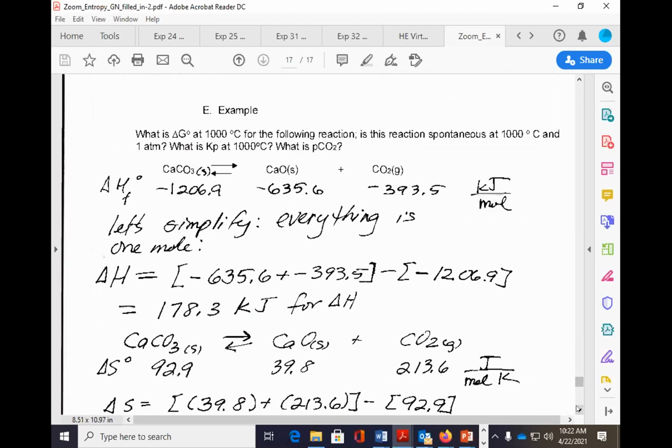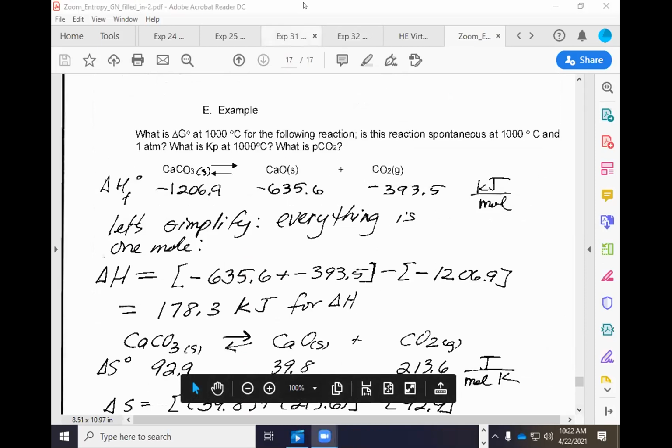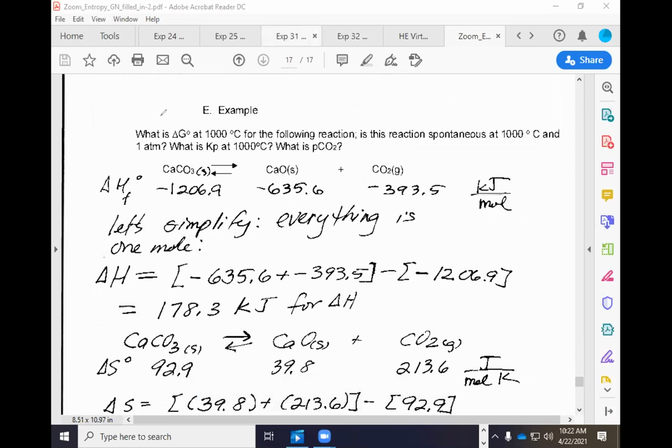Okay, so here's the problem. We're asked for the delta G at standard state, but we actually have 1,000 degrees Celsius. And this asks if it's spontaneous. We're also asked for the Kp, and the partial pressure of the carbon dioxide gas. So it's calcium carbonate solid decomposes to calcium oxide solid plus carbon dioxide gas.